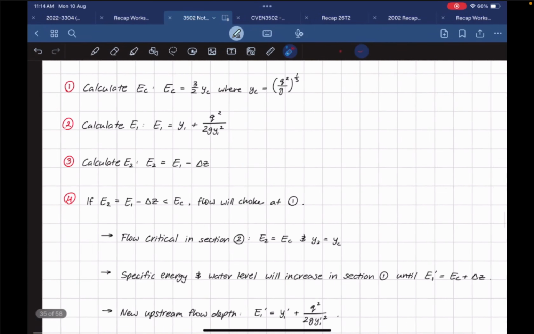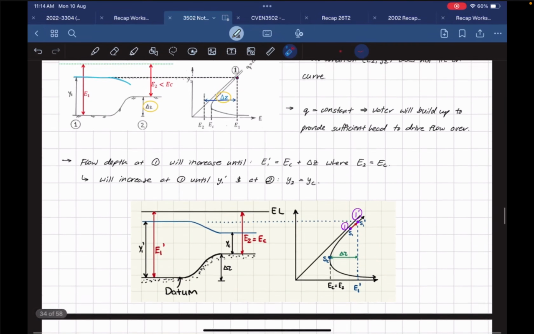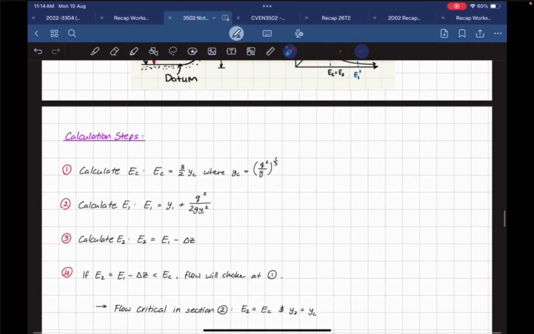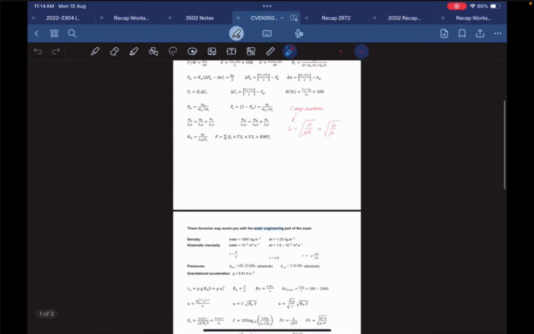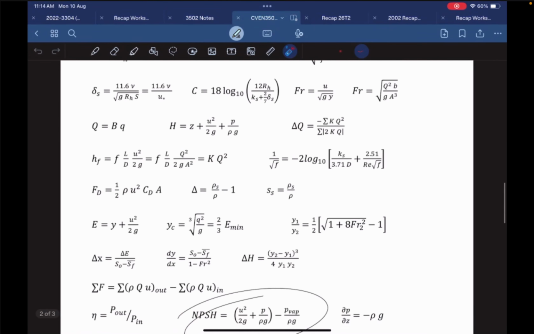What else? Oh, so I've got some steps as well to calculate for choking. So this is specifically for choking. Which specific energy formula did they provide on the formula sheet? I don't know. There's one with Q, there's one with B. And then this E min over here, by the way, is equal to EC, critical specific energy.